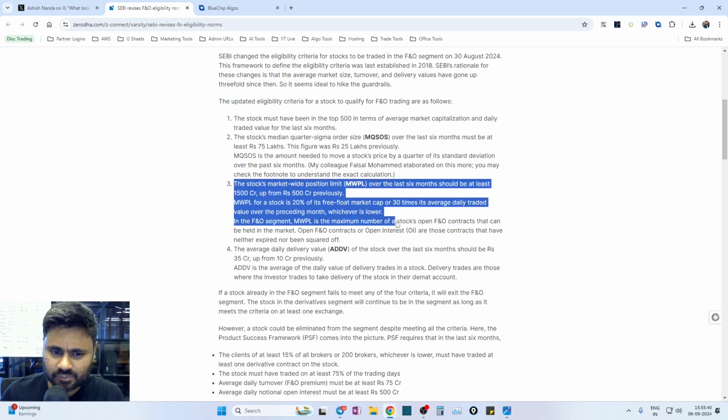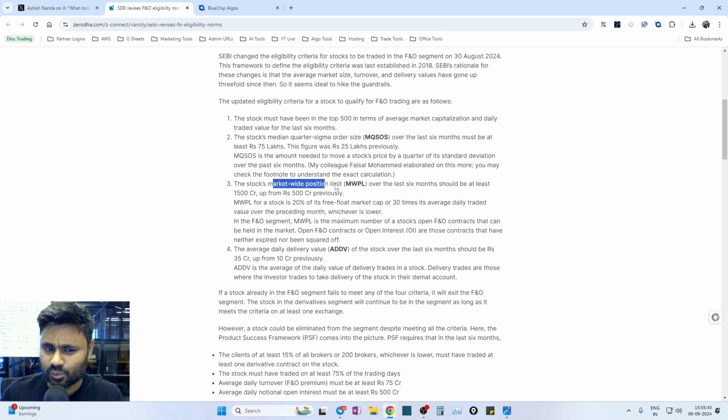And the third one is very simple again, market wide position limit. We keep hearing about this word MWPL, market wide position limit. It's basically related to open interest, and we all know what open interest is, right? Open interest is nothing but a contract that hasn't been squared off, or expired. It's called an open position. So here again they are increasing the value of this open position from 500 crores to 1500 crores. So over the last 6 months, the stock's market wide position limit should be at least 1500 crores, up from 500 crores.